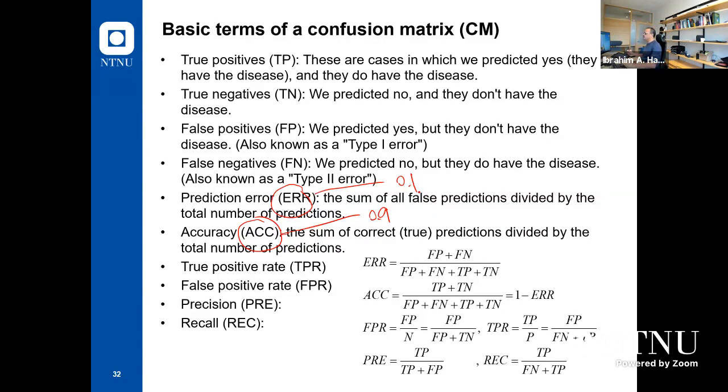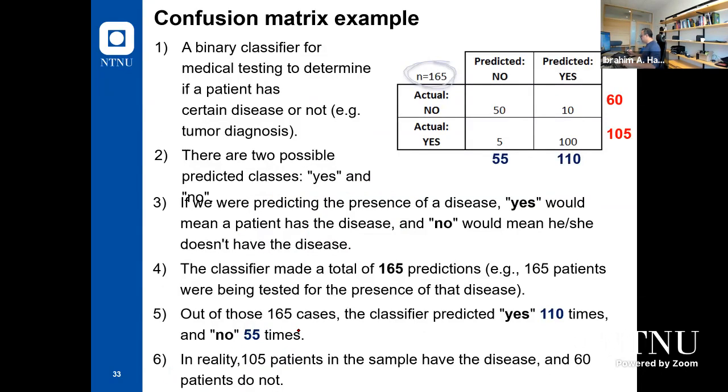We can get all those numbers from sklearn.metrics. If we use this library, we can get the confusion matrix, and we can also get all the numbers from the confusion matrix. Yes, this is an example.